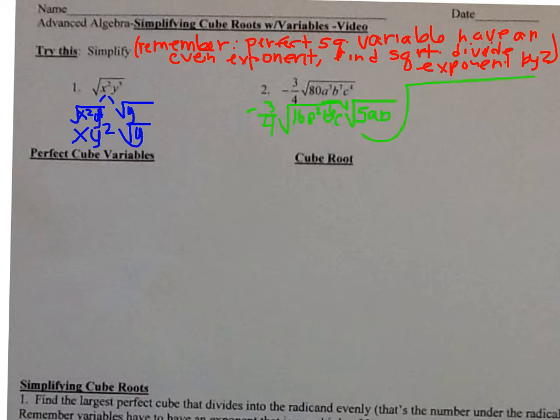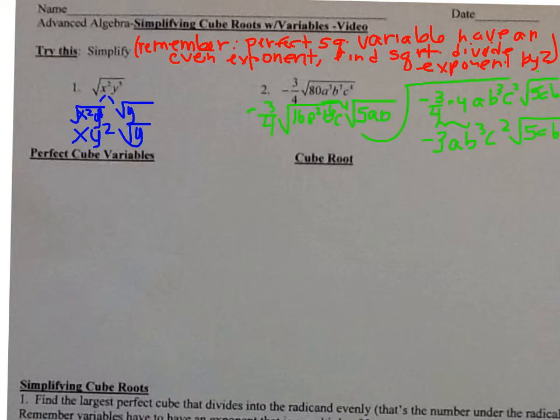Sorry, I'm going to go over here now. Okay. So we have negative 3/4. The square root of 16 is 4. The square root of a squared is a. The square root of b to the sixth is b to the third. Remember, divide the exponent by 2. The square root of c to the fourth is c squared. And then I have the square root of 5ab. Okay, multiply negative 3/4 times 4, that's negative 3. Then we'll have a, b to the third, c squared. And then the square root of 5ab.